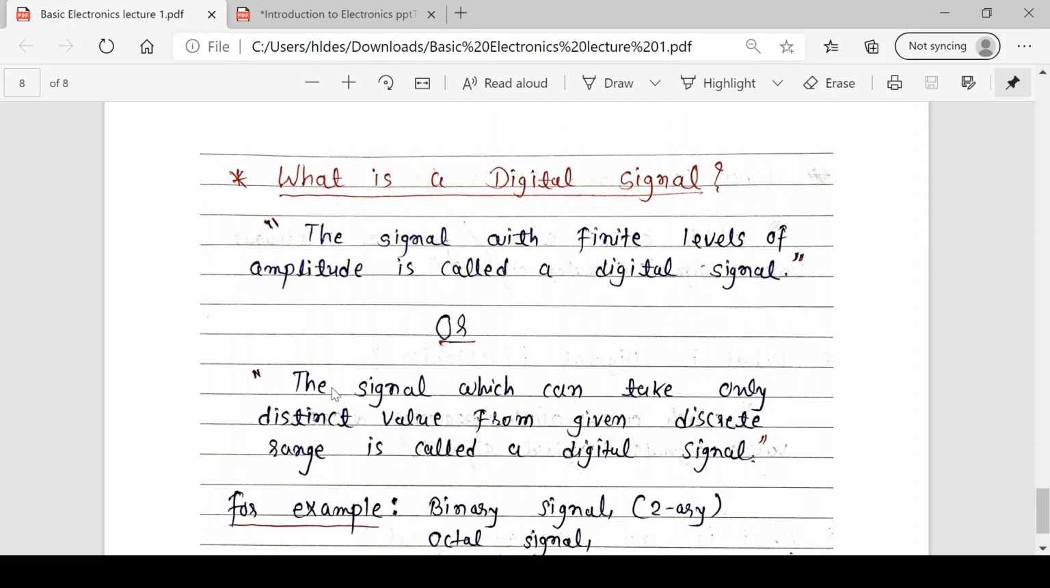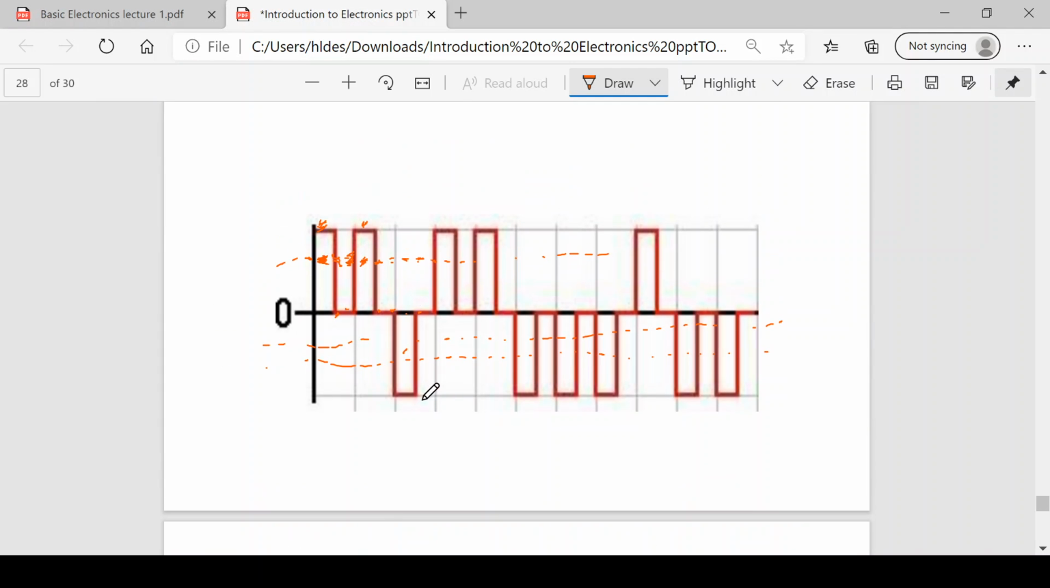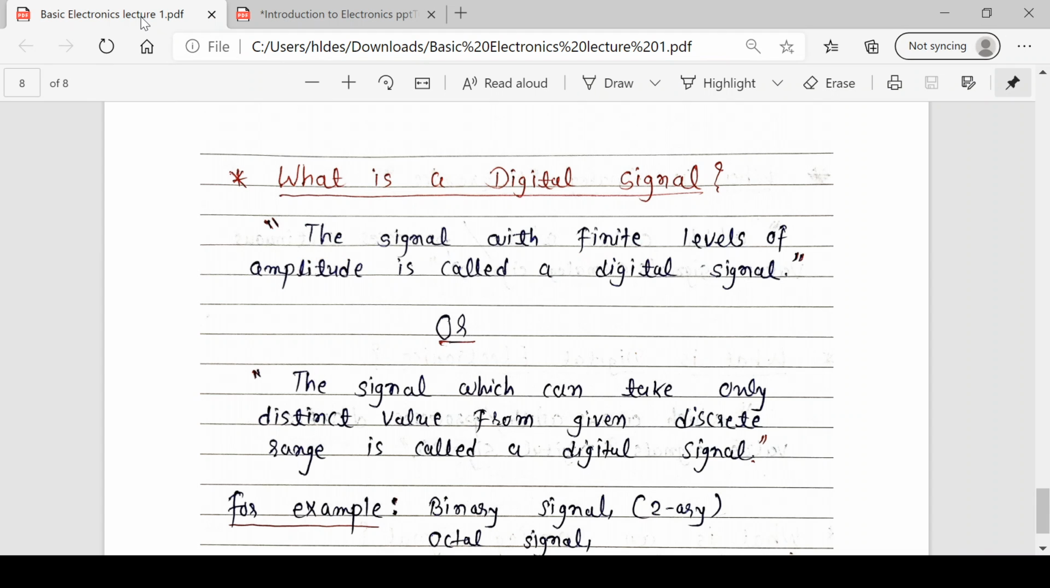Or alternatively, you can say the signal which can take on only distinct values from a given discrete range is called a digital signal. Because between this positive and negative, there were only two answers, plus 5 and minus 5. You cannot take minus 3 as a value. You cannot take plus 3 as a value. That means you could take only a distinct value from a given discrete range. That's why it is called a digital signal.